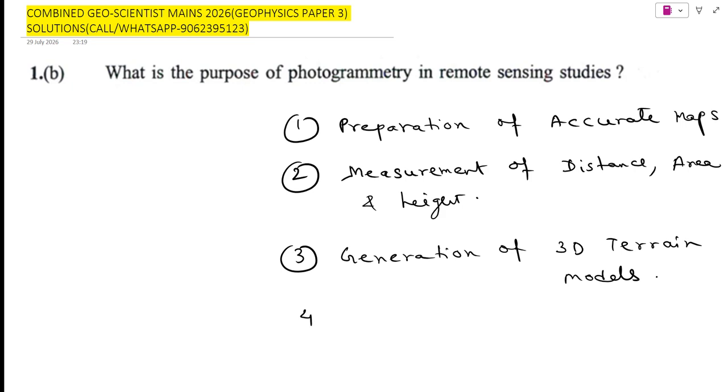Now, the fourth point will be the geological mapping. Photogrammetry is extremely useful for the geologist and the geophysicist. It helps to identify the rock formations, faults, folds, fractures, and the drainage networks. So these features guide the mineral exploration and the groundwater investigations. Okay. Now the fifth point, that is engineering and construction.